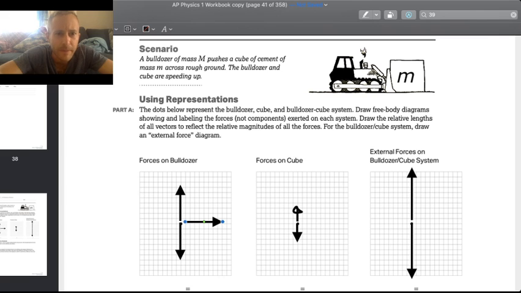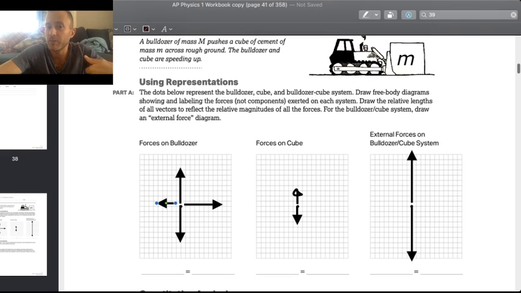So we're going to have a reaction force, which is going to be, I don't know why it's not letting me draw it, this way, and that's the force from the cement cube. Notice how I'm drawing the force from the cement cube smaller than the force from traction because they're speeding up.